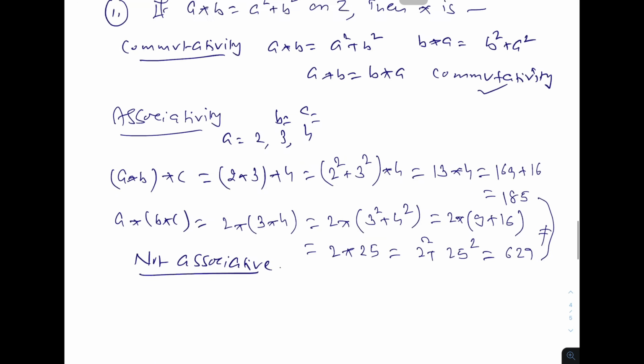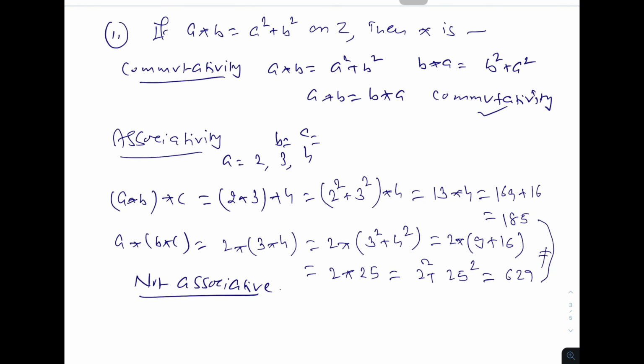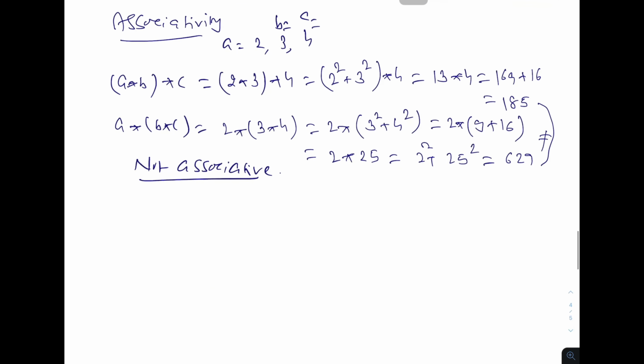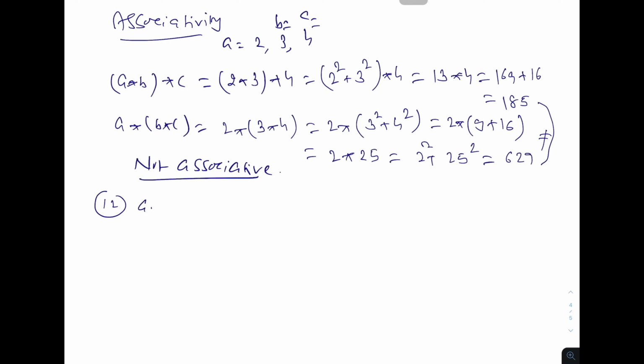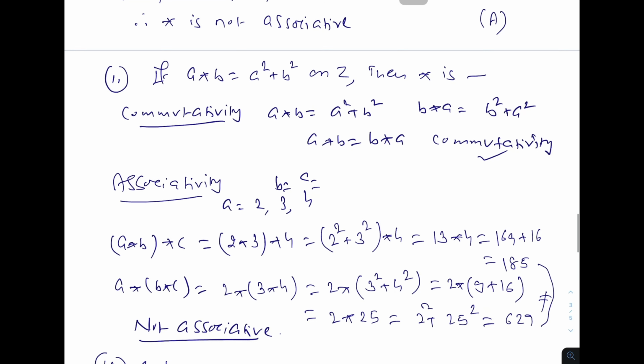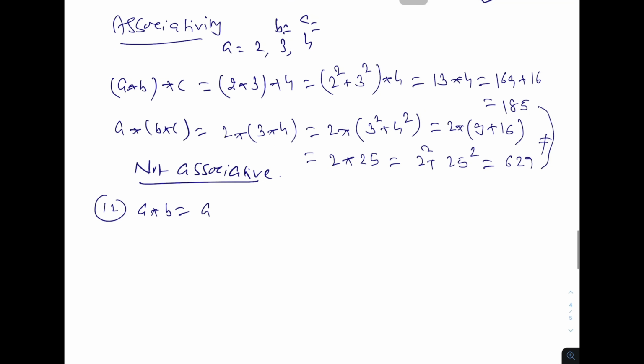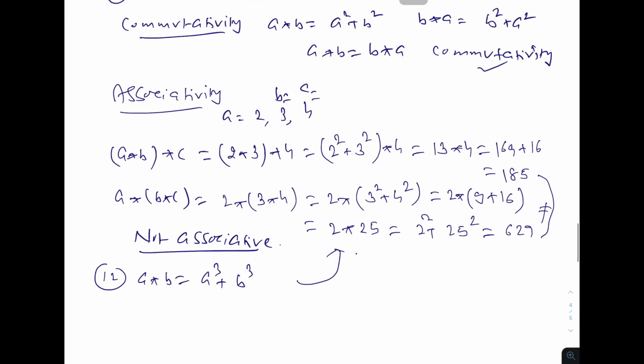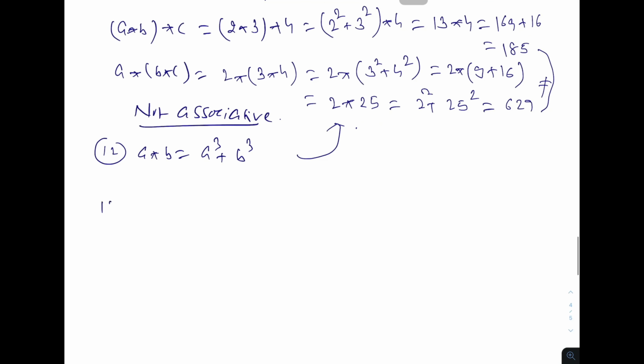So these are the kind of operations which are commutative but not associative. If somebody asks like a star b equal to a cube plus b cube, then also the answer is same. Next, let us see.